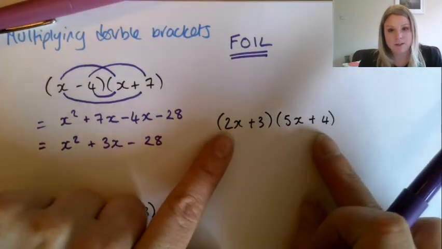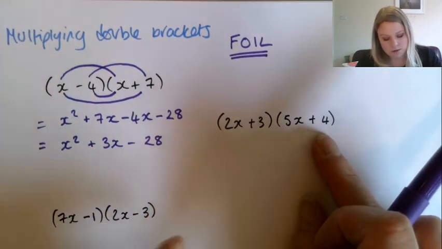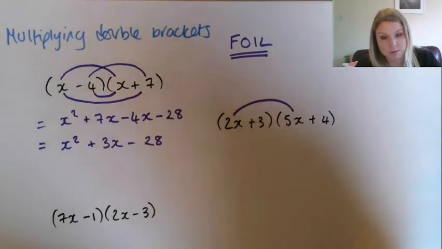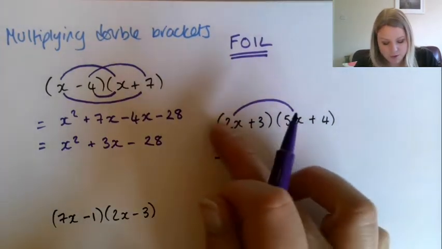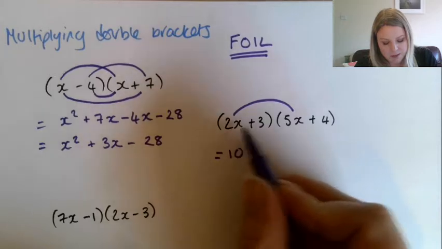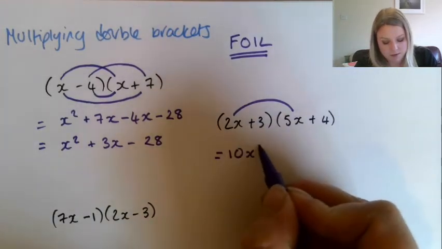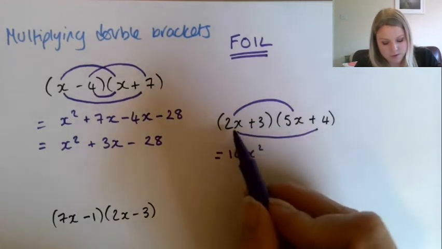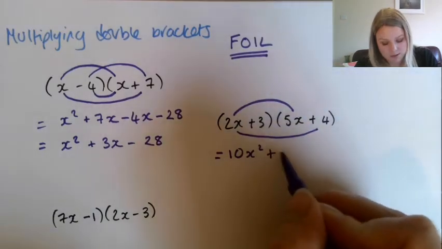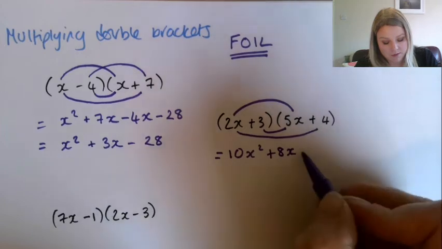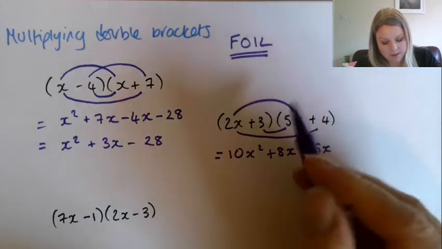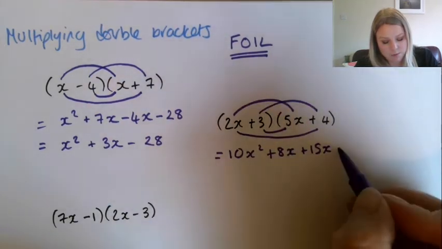Right, let's look at this one then. So first, 2x multiplied by 5x. I tend to do numbers first and then letters. So 2 multiplied by 5 gives me 10. x multiplied by x gives me x squared. Outer, 2x multiplied by 4, 8x. Inner, 3 multiplied by 5x, 15x. And then last, 3 multiplied by 4, 12.